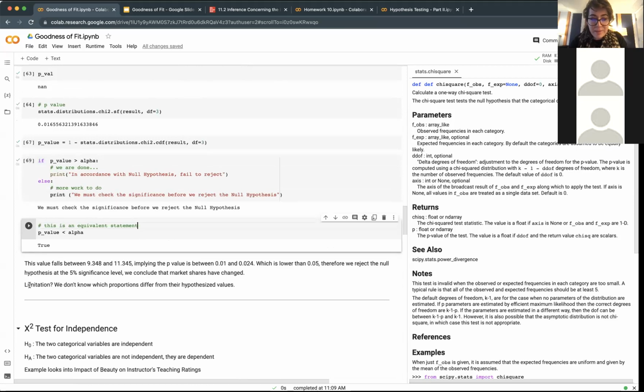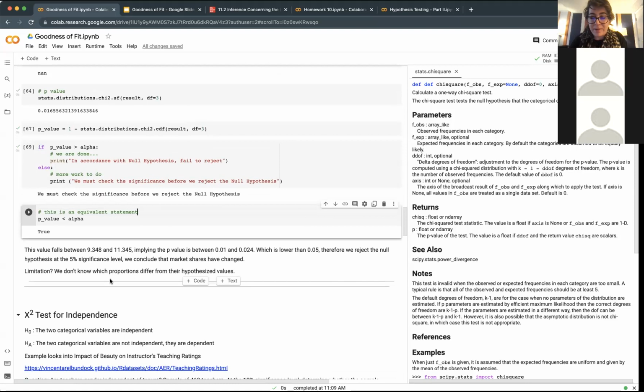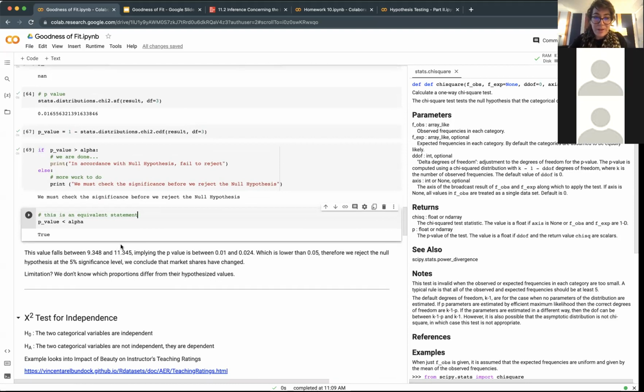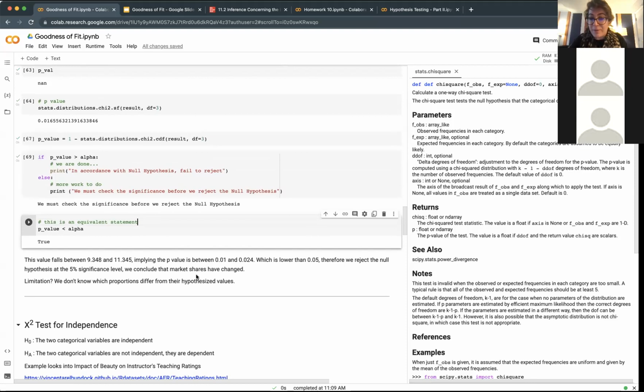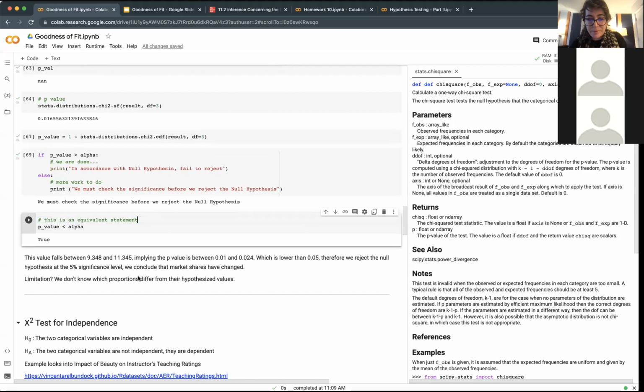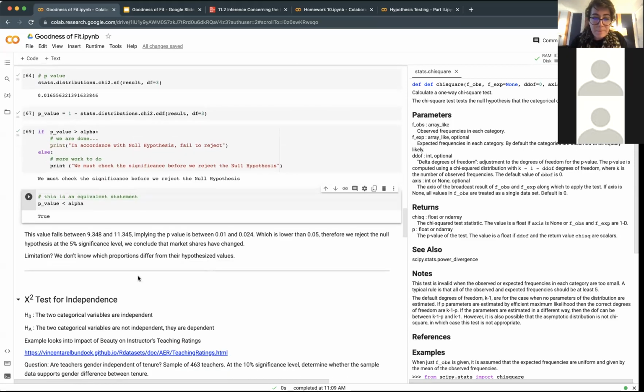But a really key limitation here, we don't know how much each proportion differed from their hypothesized value. And for that, we'll need ANOVA to get to. But given just the scaffolding of the structure of our tests, this is what we can conclude. Any questions?